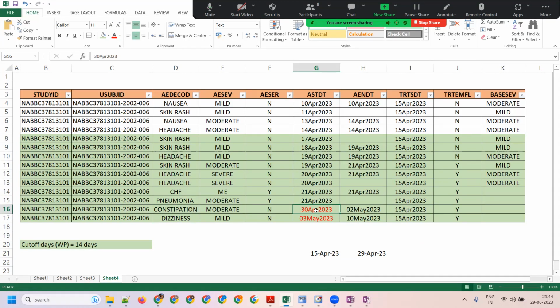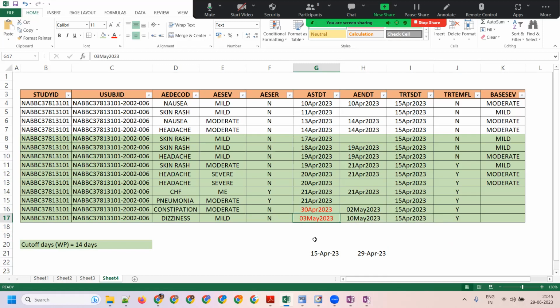Team, is the logic understandable? Treatment start date is 15th. That is, I took the drug on 15th. It has an effect of washout period as 14 days. Take whatever the scenario is. Until 29th April, the study drug is present in my body. But the adverse event of constipation happened on 30th April. It started on 30th April. It was there until 2nd May.